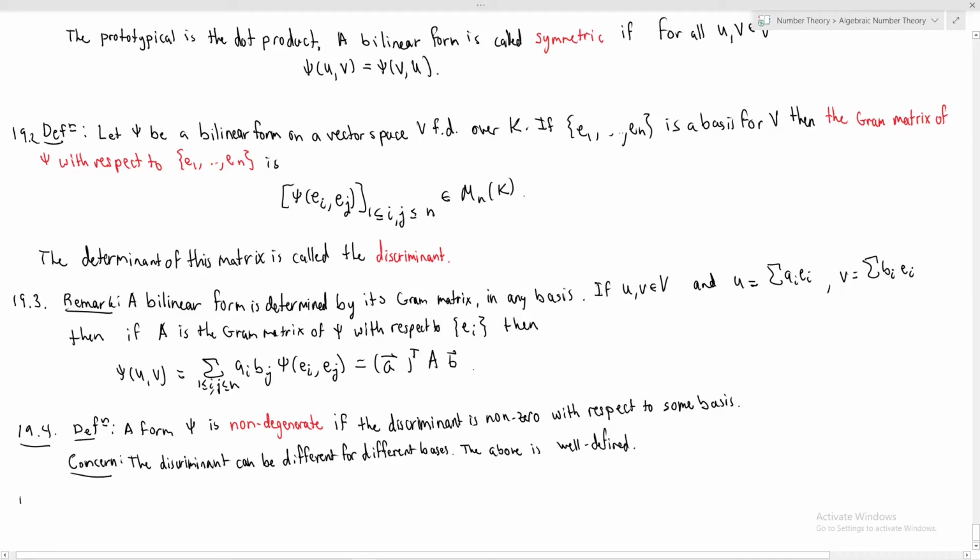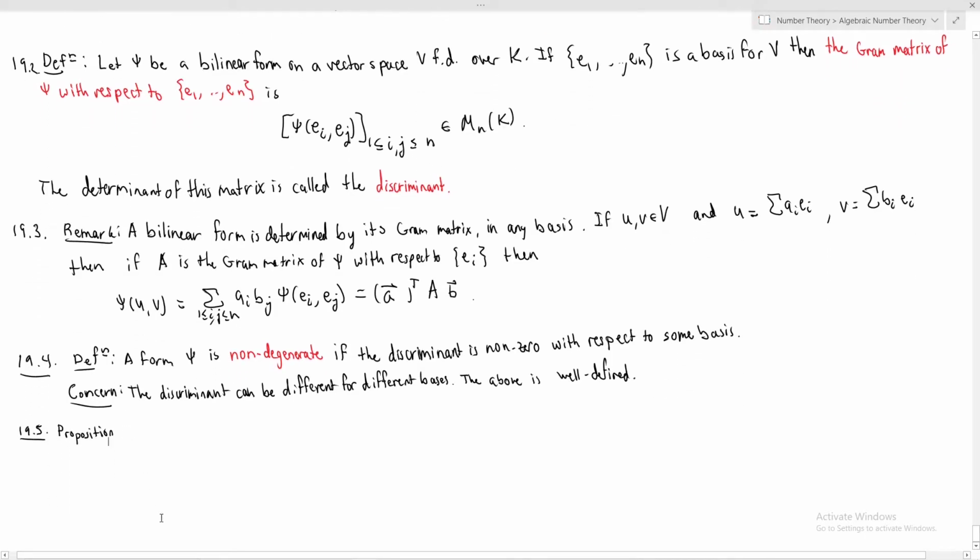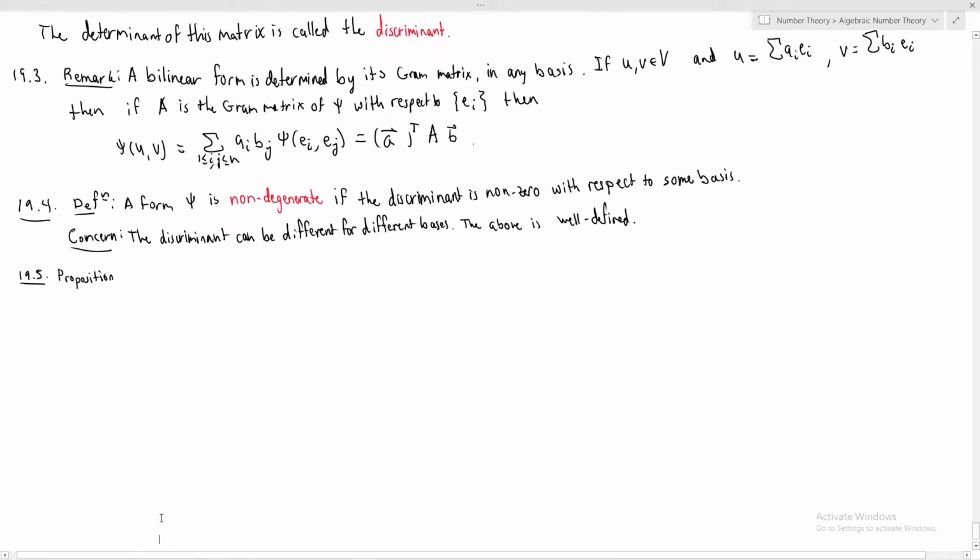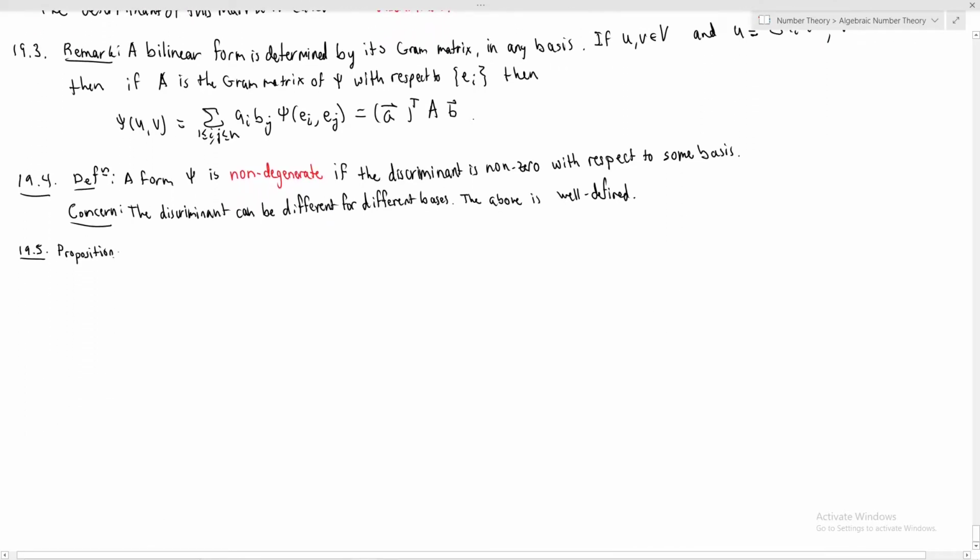Okay. So the next thing I want to talk about is, what is this non-degeneracy condition really saying? What am I saying when I say that the Gram matrix is invertible? Okay. So proposition: the following are equivalent.